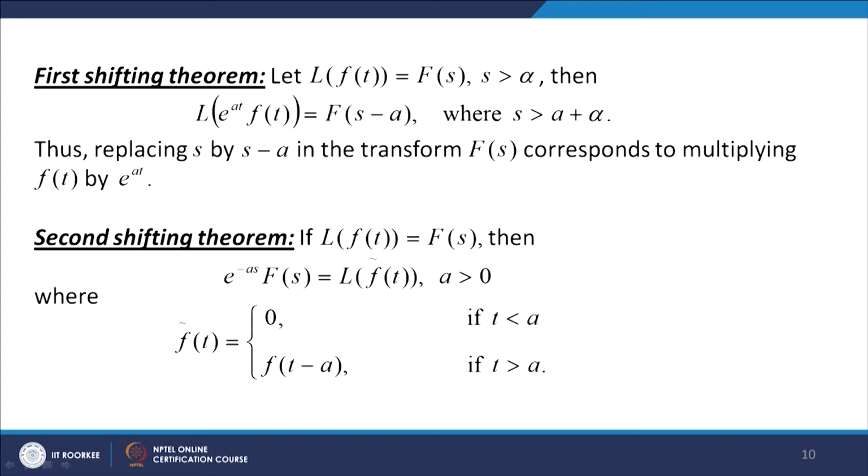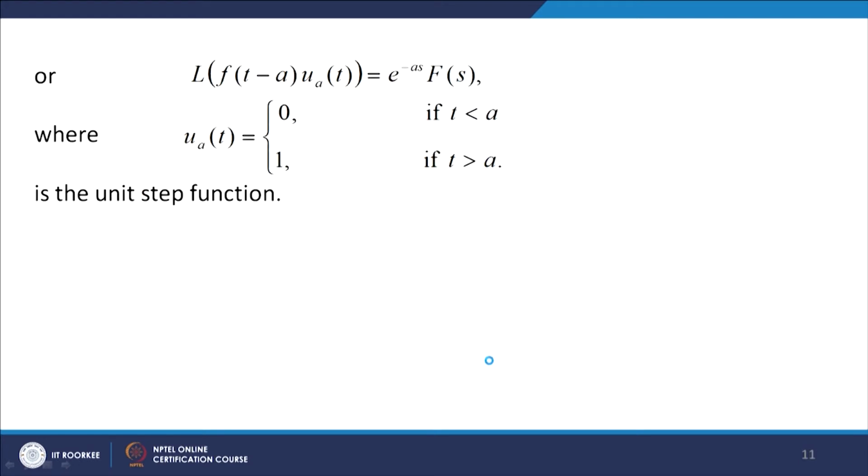In the second shifting theorem, if L of f t equals F s, then e to the power minus a s F s is equal to the Laplace transform of f tilde t, where a is greater than 0. The f tilde function is defined as 0 if t is less than a and f of t minus a if t is greater than a. So, this can be alternately written using the unit step function: L of f t minus a u a t equals e to the power minus a s F s.